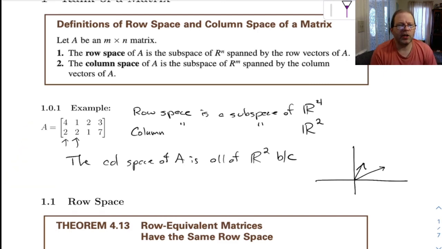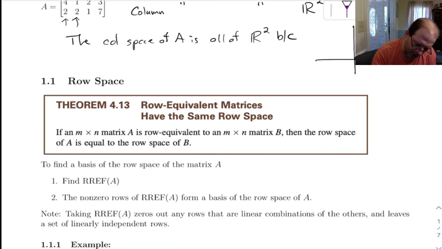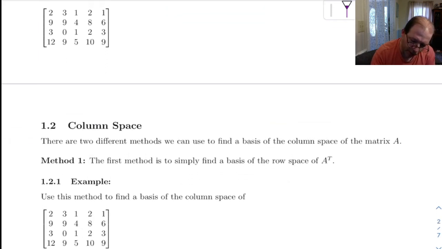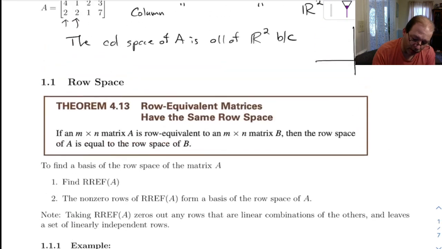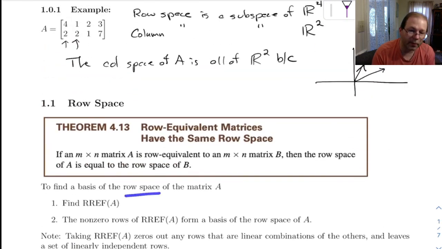But we can't always just look at them and tell immediately what those subspaces are going to be. So what we're going to do is look at row space and column space individually, and we're going to look at methods for finding bases of the column space and of the row space. So we'll do that in the next video.